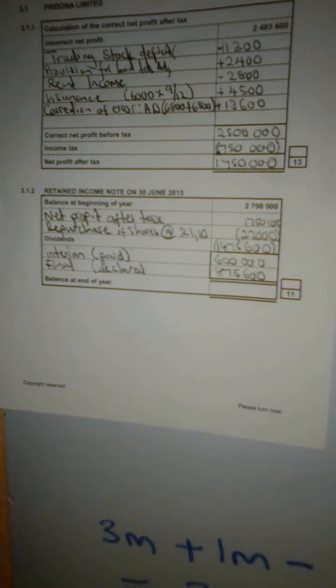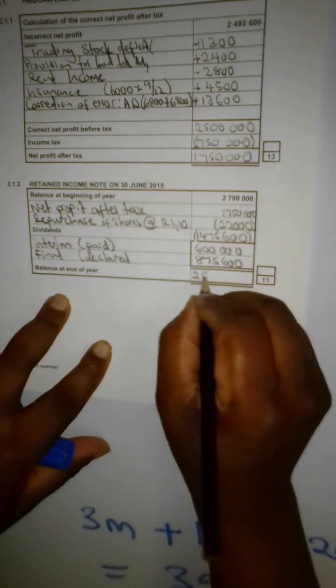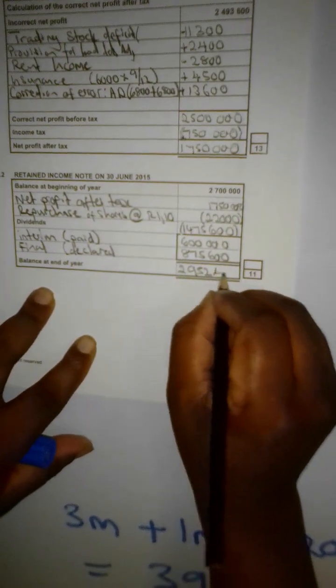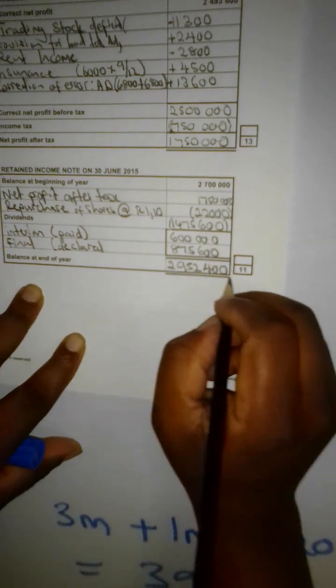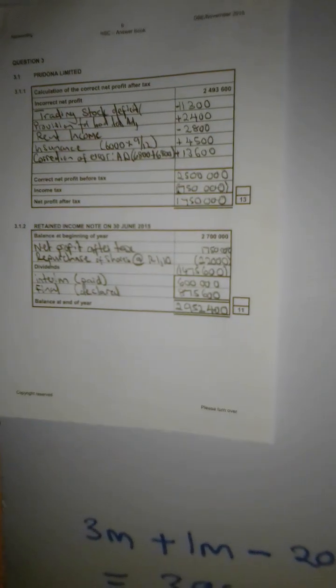Okay, so the last thing that we are doing now is to say the balance at the beginning plus the net profit after tax minus the repurchase minus the dividends. We get the balance at the end of the year, or the amount that we are going to record in our balance sheet, which is 2,952,400. This is the amount that we take to our balance sheet. Okay, we are done with 3.1.2. Thank you.